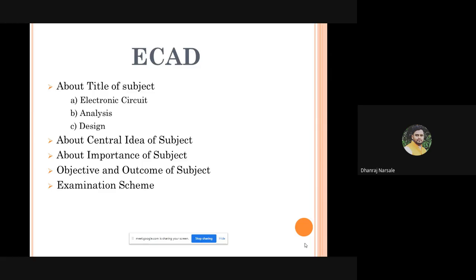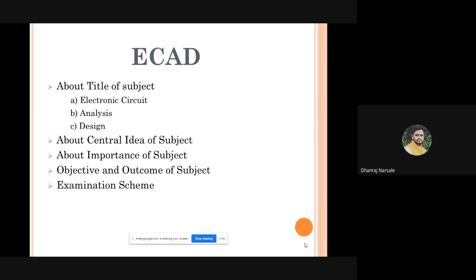Today we will see the introduction of our subject, that is ECAD. The name of the subject is ECAD. ECAD means the long form of the subject is electronic circuit analysis and design.